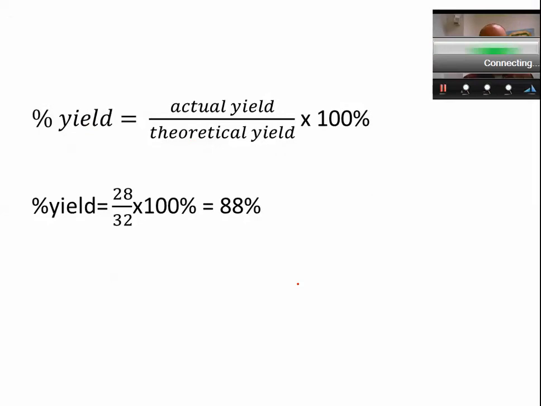And so the second thing we need to do is find the percent yield, and that is the actual yield divided by the theoretical yield times 100. So we were given that the actual yield was 28. We did the stoichiometry problem. The theoretical yield is 32 grams of copper. So we have 28 divided by 32 times 100% equals 88%. That's our percent yield.